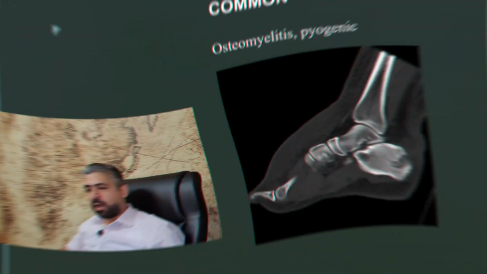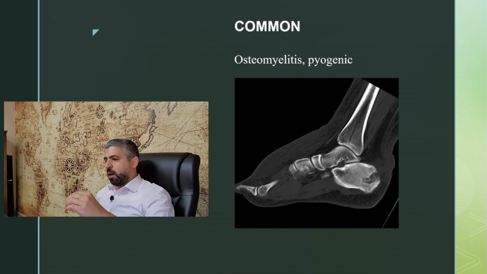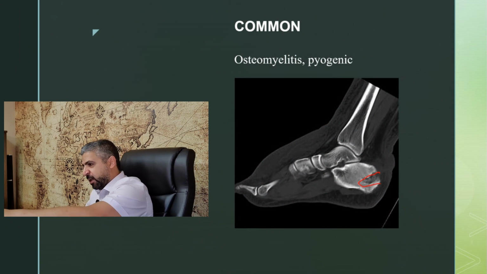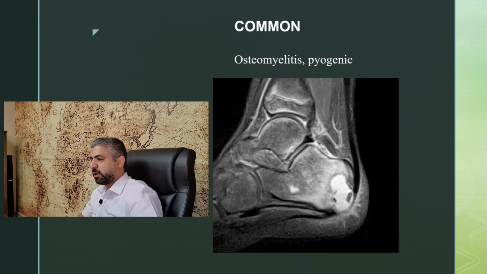The other possible differential diagnosis of the common group is osteomyelitis, which has the same findings as osteomyelitis anywhere in the body. So osteomyelitis will manifest as an ill-defined lucent lesion. This is a CT scan, of course. Ill-defined lucent lesion with possible cortical destruction, and if you notice carefully, there is an extension into the adjacent soft tissues with even possible sinus tract formation into the adjacent skin.